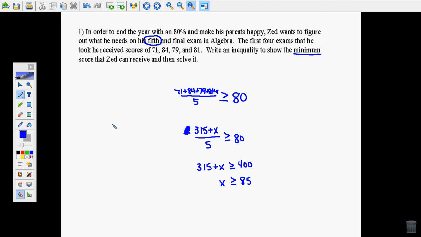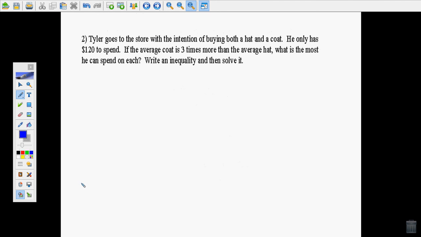Okay, so again, to write this inequality, we had to start by figuring out what the total was and what symbol we were going to use, and then just fill in the other side of our inequality. Okay, let's try this on the next one. Okay, so read through this problem, figure out what our total is, and figure out what inequality sign we want to use.